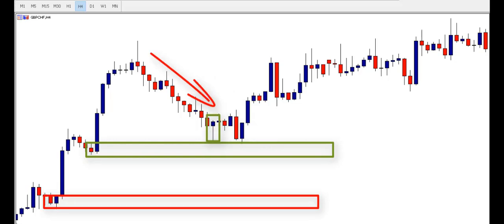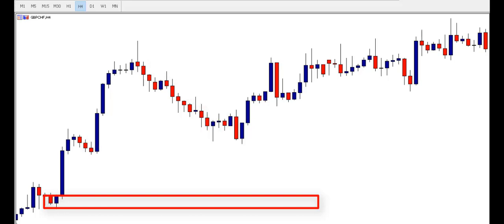You know, when drawing supply and demand zones, you will find different basing candles, not only doji candles. Sometimes it can be a pin bar or an engulfing bar or an inside bar, and this is what I'm going to cover in the next lesson.